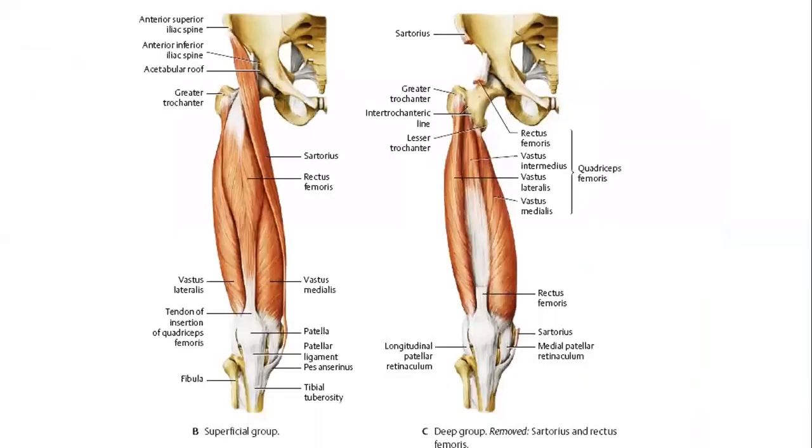Now kindly think about the actions. One muscle crosses two joints. Naturally, it has different actions on the different joints, whereas the vasti only have actions on the knee joint. What is the independent action of the rectus femoris? It is very simple. It crosses the hip joint, so it causes flexion of the hip joint.